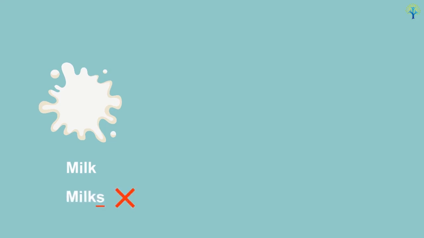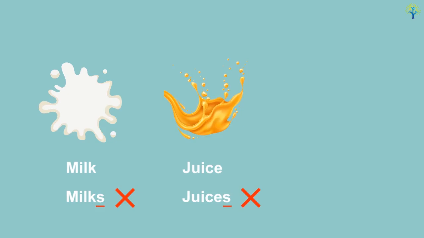Uncountable nouns do not have an S added to them. Milk does not become milks. Juice does not become juices. And sand doesn't become sands.